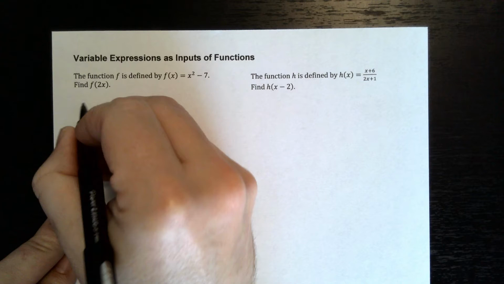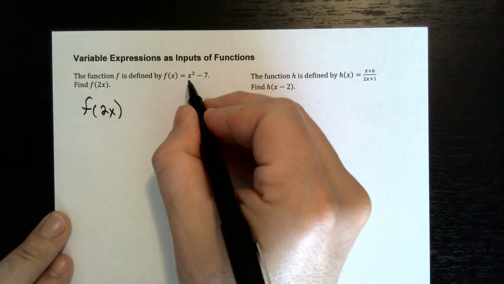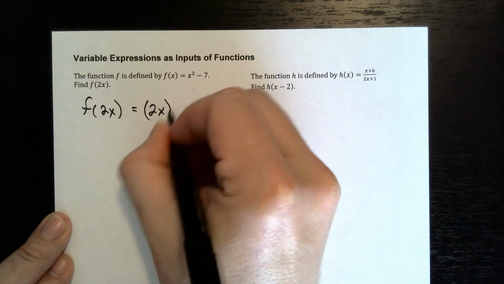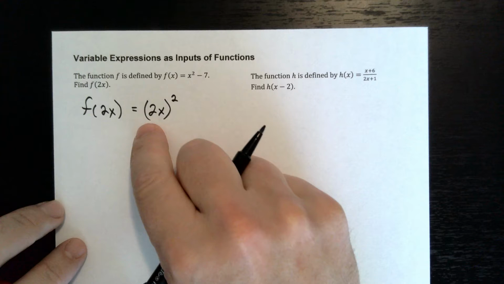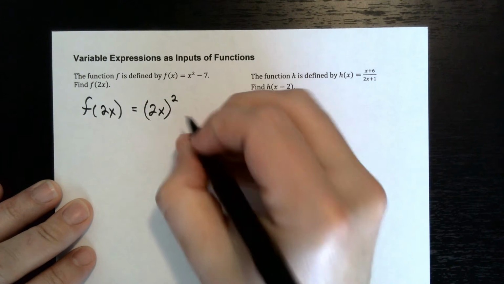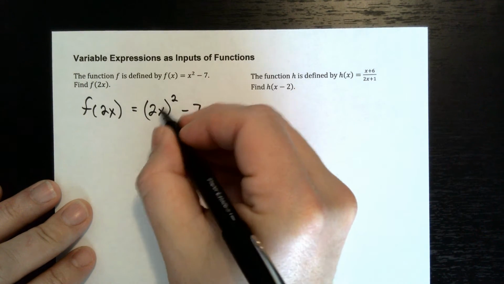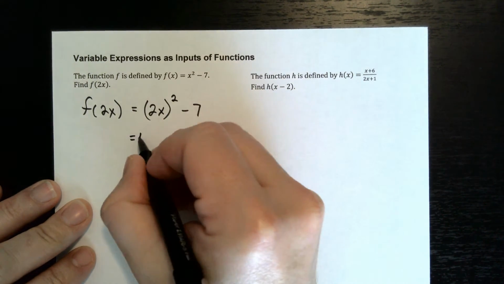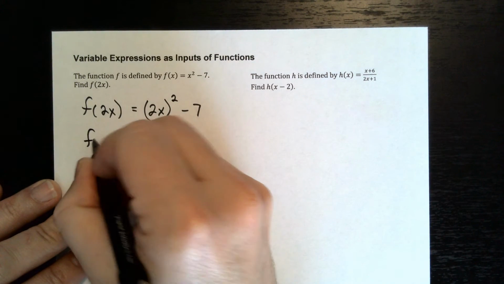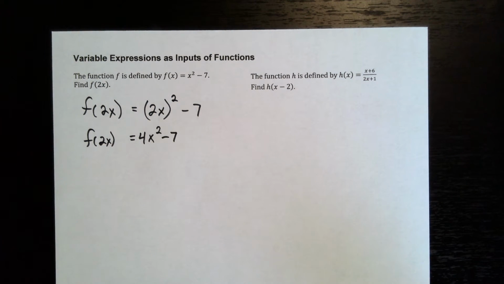So in our first problem, f of 2x, the only x value we have right here is being squared. So be careful and put that in parentheses so that you know that both the 2 and the x are getting squared here, not just the x. Okay, and then minus 7, nothing happens to that because there's no x there. So if we square both things in here, 2 squared becomes 4. x squared, of course, is x squared, minus 7. So f of 2x is equal to 4x squared minus 7.